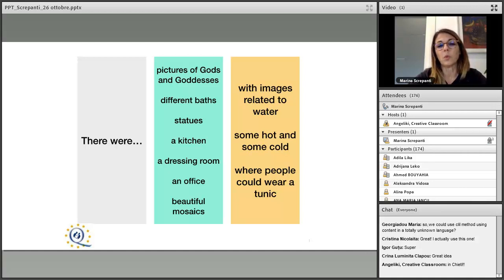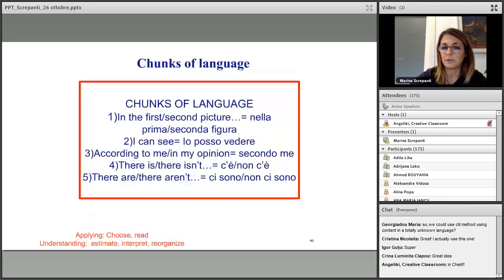Or there were statues with images related to water, no? For example, beautiful mosaics with images related to water, okay? But they can create different sentences. Or you can give pieces of language. They are called chunks of language. This is in Italian, yes. In the first or second picture, this is the starting part of the sentence. I can see, according to me, etc., etc.